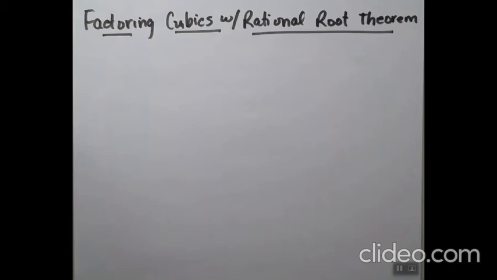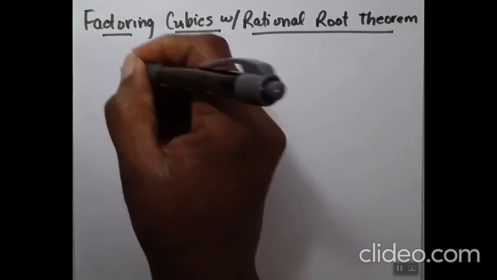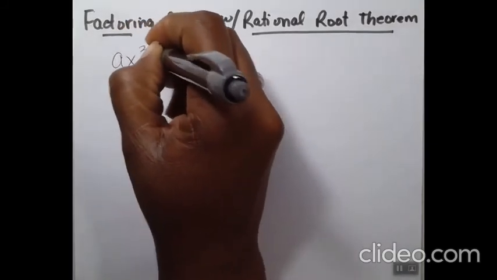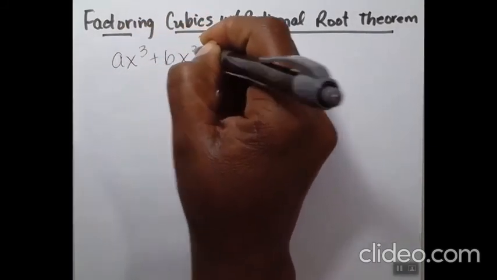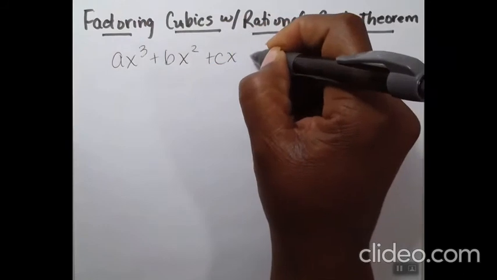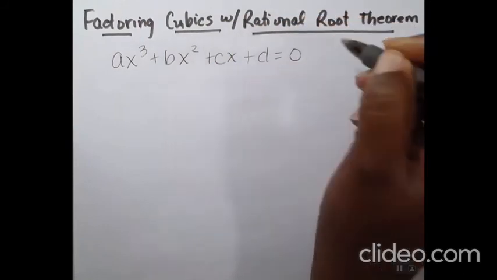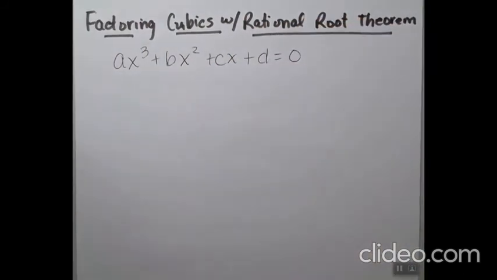Hello, I am Arlissa with 8-Minute Maths, and in this video we will be factoring cubics using the rational root theorem. A cubic is when we have ax cubed plus bx squared plus cx plus d equals 0.